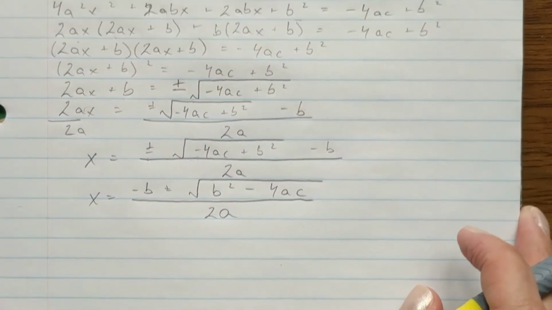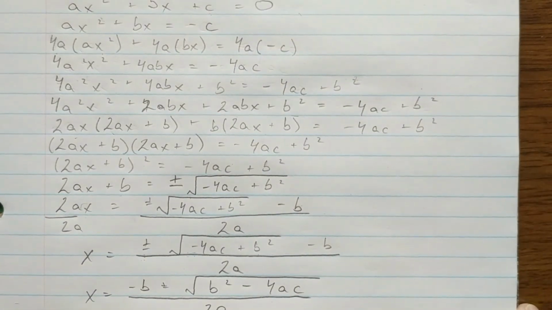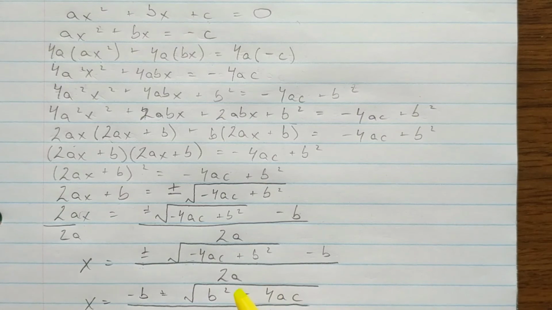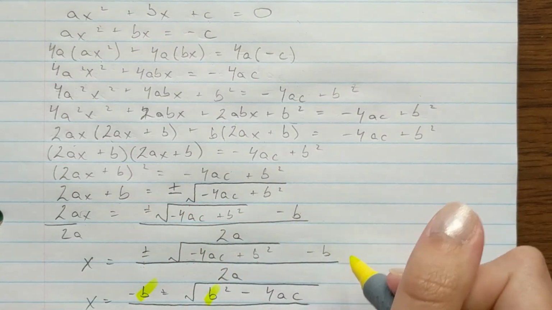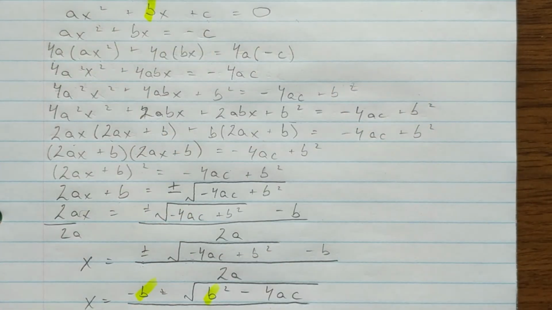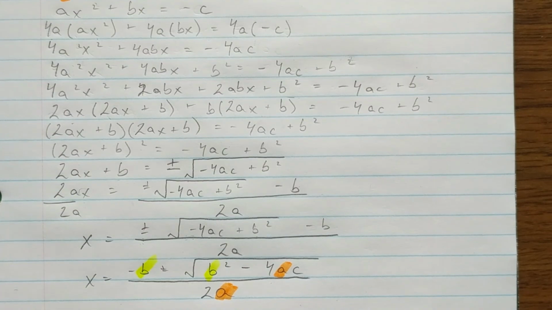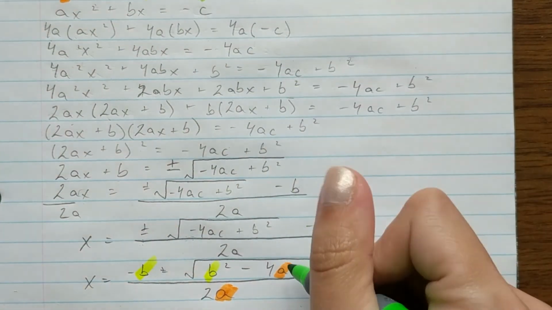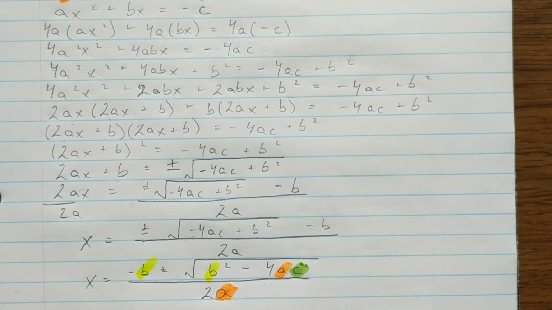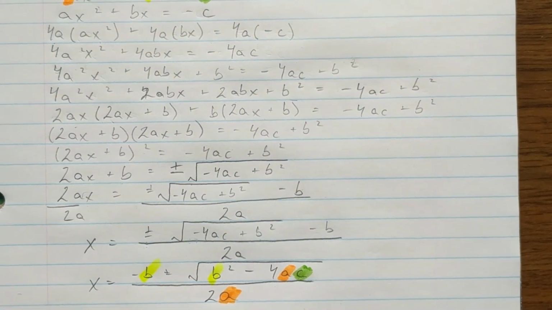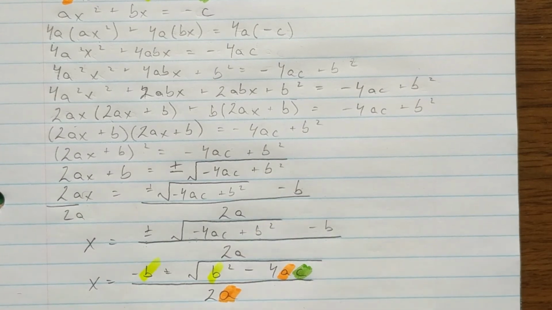Again, b is the b value of your standard form. a is the a value of your standard form. And c is the c value of your standard form. Okay? Not so bad.